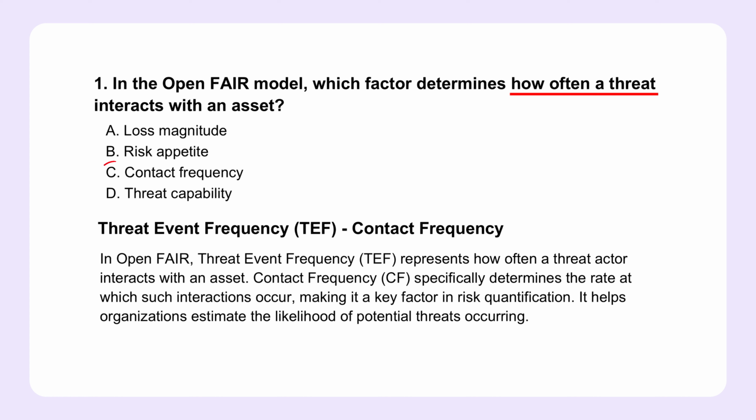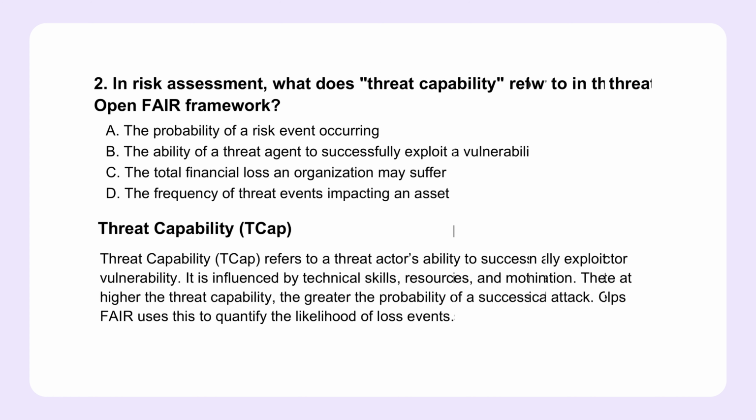Right, so that leads to the next question, which is all about, it's not just about how often someone's knocking on the door, but also whether they can pick the lock, right? Right. This question is about threat capability. What does that mean in Open FAIR? So threat capability looks at the skills and resources and motivations of whoever's trying to exploit those vulnerabilities. Like, do they actually have the technical skills to bypass security? Do they have the resources to pull off a big attack? Yeah. A very capable attacker is a bigger risk, even if they're not trying as often.